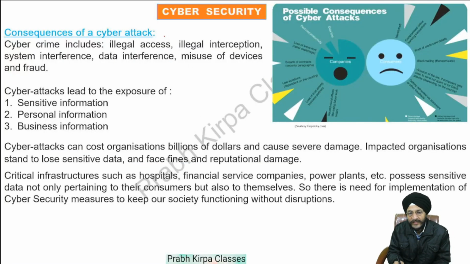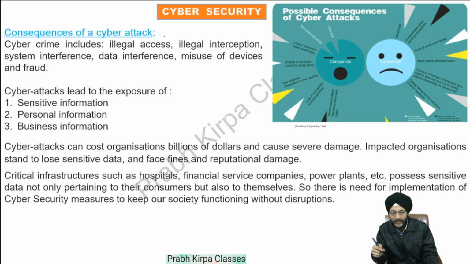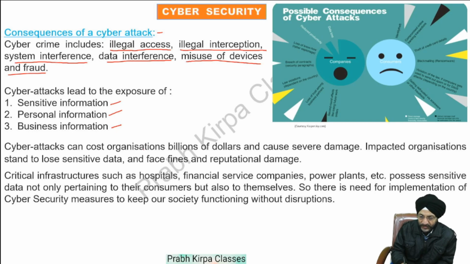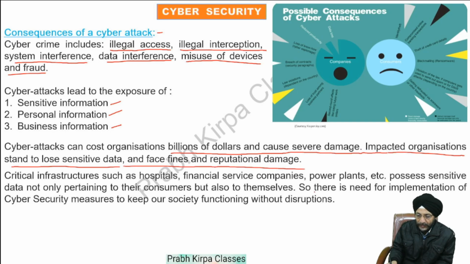We have so far learnt what is the meaning of cybersecurity, what is the importance of cybersecurity, what are the various types of cyber threats, and why people indulge in cyber attacks, that is, why hackers do cyber crimes. Now, we will discuss what are the consequences of a cyber attack. Cybercrime includes illegal access, illegal interception, system interference, data interference, misuse of devices, and fraud. Cyber attacks lead to the exposure of sensitive information, personal information, and business information. Cyber attacks can cost organizations billions of dollars and can cause severe damage. Impacted organizations stand to lose sensitive data, and face fines and reputational damage.